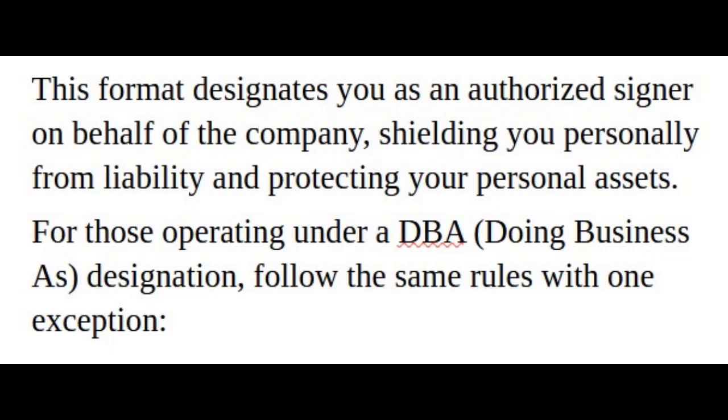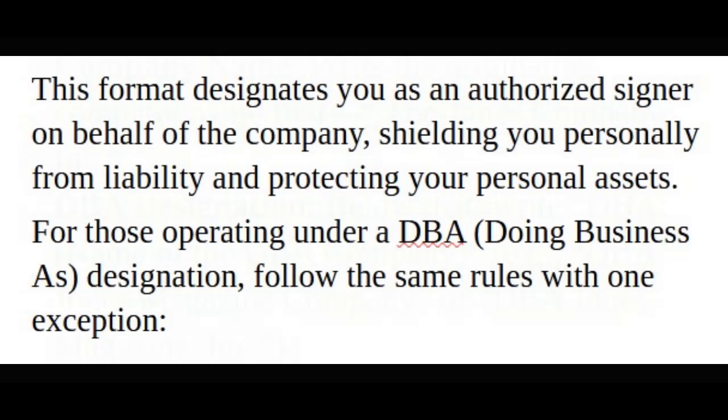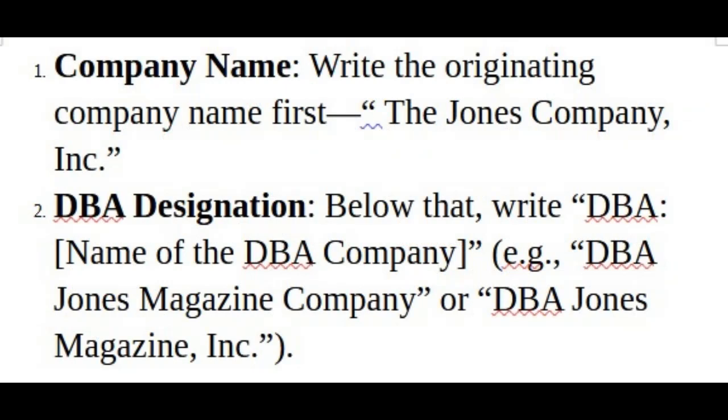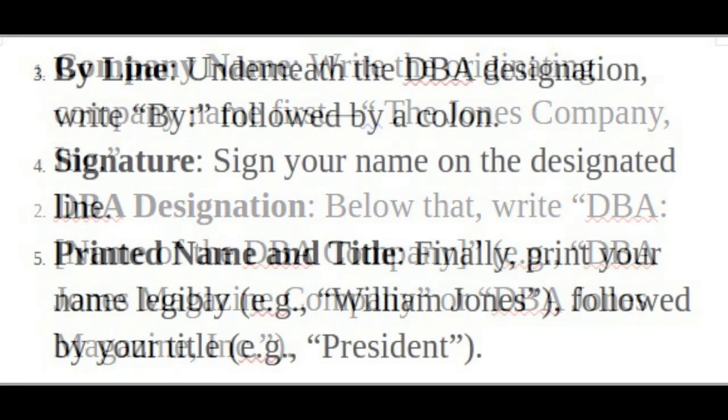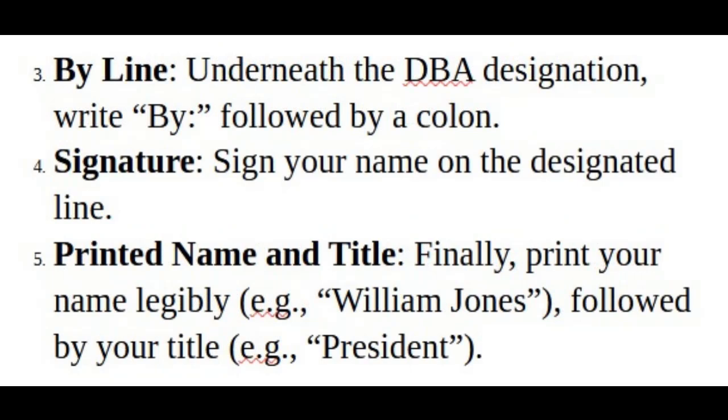For those operating under a DBA, doing business as, designation, follow the same rules with one exception. 1. Company name. Write the originating company name first, the Jones Company Incorporated. 2. DBA designation. Below that, write DBA, followed by the name of the DBA company, e.g., DBA Jones Magazine Company or DBA Jones Magazine Incorporated. 3. By line. Underneath the DBA designation, write "By" followed by a colon.